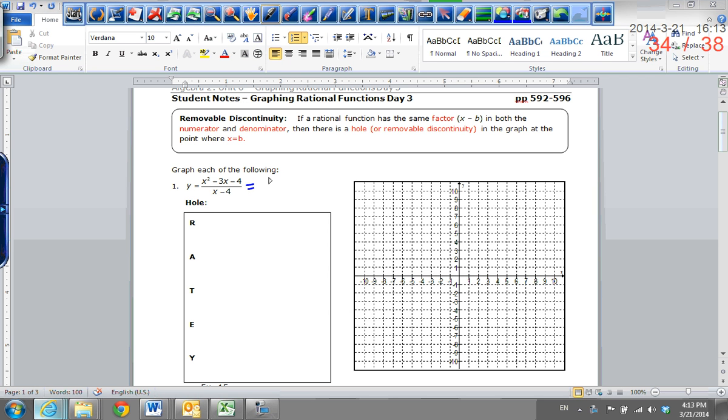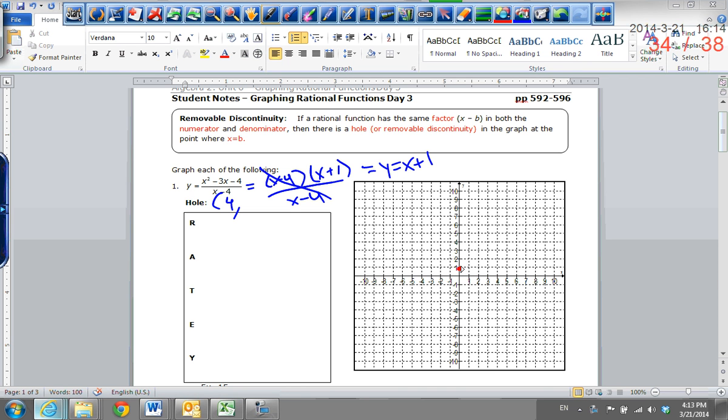Now, on number one, the only thing we can factor is the top. So I get x minus 4 and then x plus 1. And on bottom, I got x minus 4. So you can see that the x minus 4's cancel out. And I just have the equation y equals x plus 1, which we know is a linear graph. My hole is going to be at 4, comma, and we're going to figure out what that is here in a second. So I'm just going to graph y equals x plus 1.